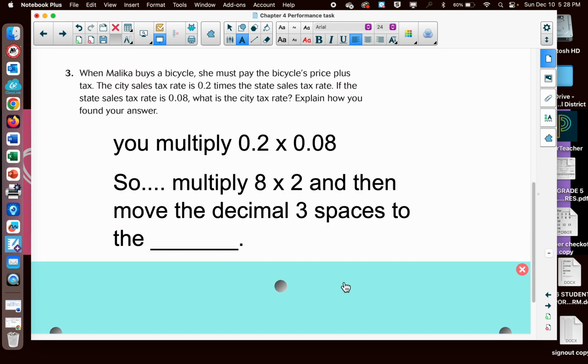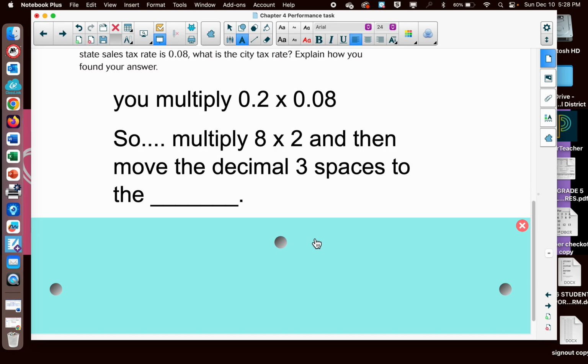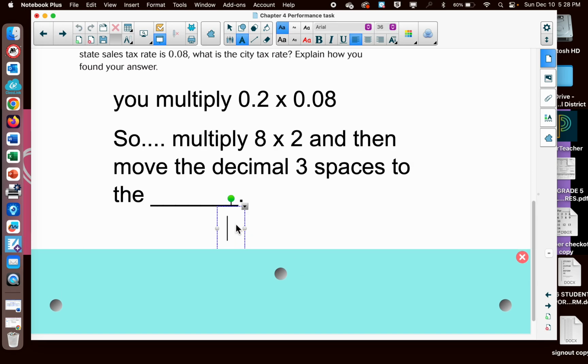And then we're going to move that 3 decimal spaces. Which way do we move that when we're multiplying with decimals? Hopefully you said left. So we're going to find that 3 spaces to the left. So we get that 16, and we move 1, 2, I need one more, 3 spaces to the left. So your city sales tax rate is 0.016, or 16 thousandths. And that is the Chapter 4 performance task. Go ahead and give the other one a try now on your own.